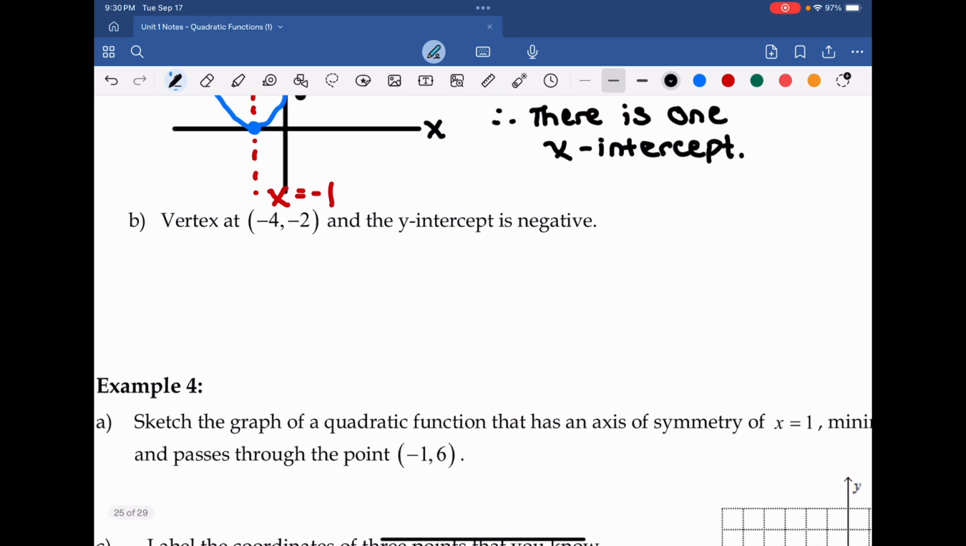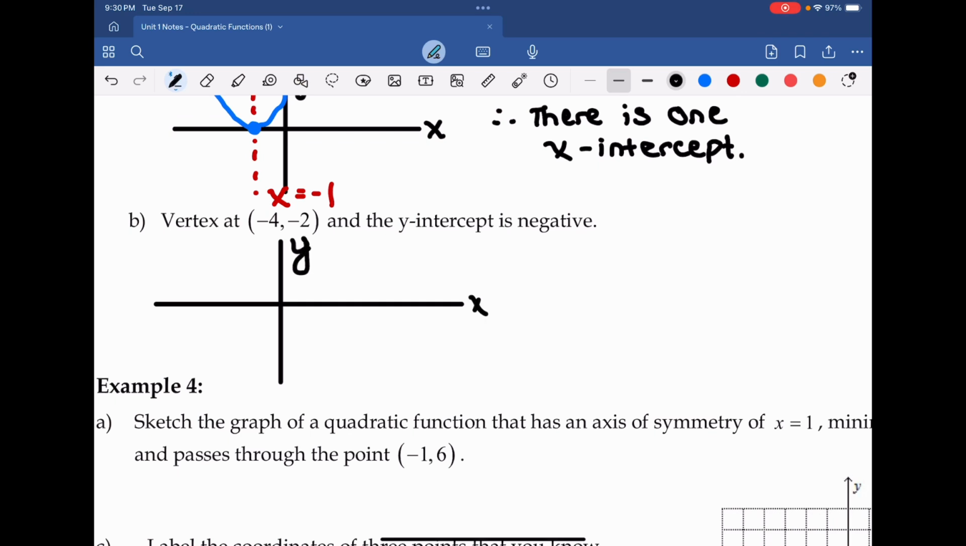So again, we're given new conditions. So what we want to do is draw out another Cartesian plane. I'm going to draw out the x here. I'm going to put my y here. And then what I'm going to do is start by dealing with the vertex at -4 and -2. So -4 would be somewhere about here. -2 would be somewhere about here. Now, let's put our point here.